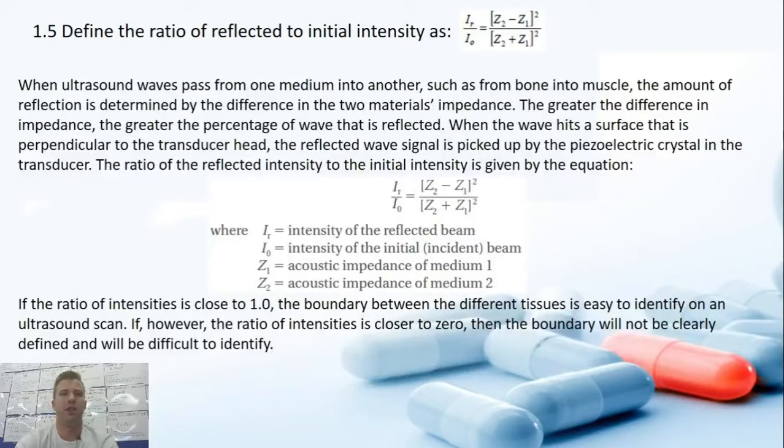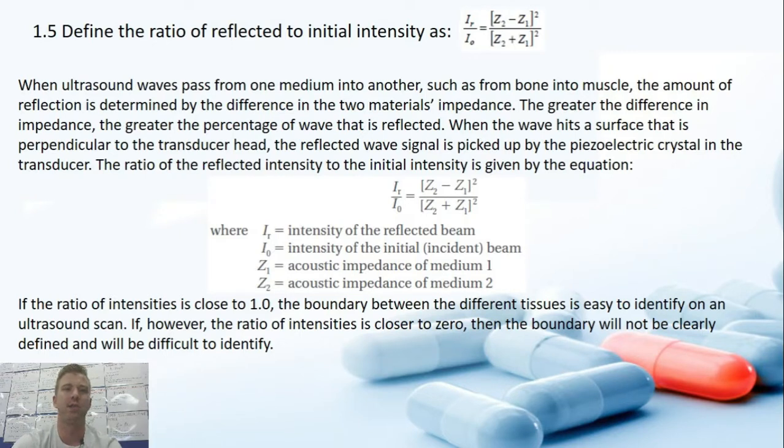Define the ratio of reflected to internal intensity as the following equation. So, the most difficult equation that you'll probably do in this topic, and it's one of only two equations, so we're pretty much done in mathematics.